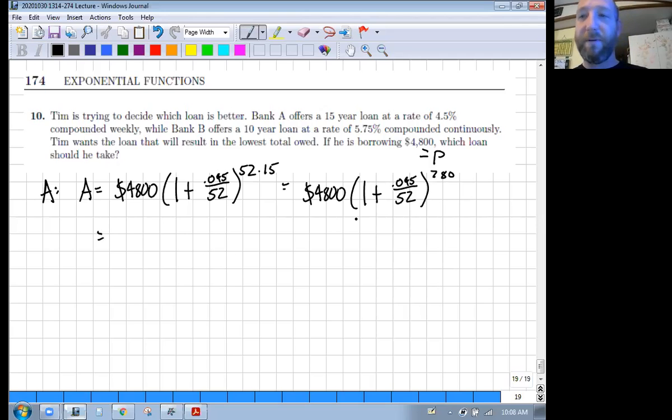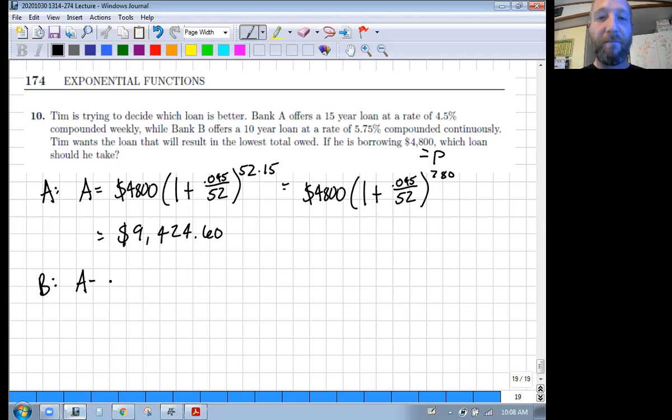Now I can enter in the rest of this in my calculator. I start with the interest rate, 0.045, divide that by 52. Now I'm going to add 1. I'm going to raise that to the power of 780 and multiply by 4,800. So he's going to end up paying a total of $9,424.60 for Bank A.